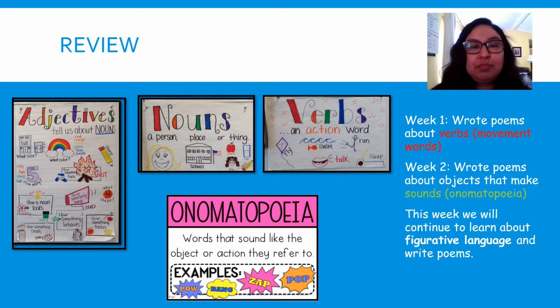We have done so much with poetry the last few weeks. I want to take a second to remind us what it is that we've been doing with poetry and how that is going to help us with doing the work this week. Well, the first week we wrote poems about verbs or movement words, right? Like swimming, running, talking. And the second week we wrote poems about objects that make sounds. We used onomatopoeia. Well, as you know, we have used nouns, people, places, or things that we've included in our poems. And we've also used verbs or action words or movement words to show what's happening in the poem and for our readers to visualize. Well, this week we are going to continue to learn about figurative language, and we're going to write poems as well by using everything that we have learned, plus learning new information.